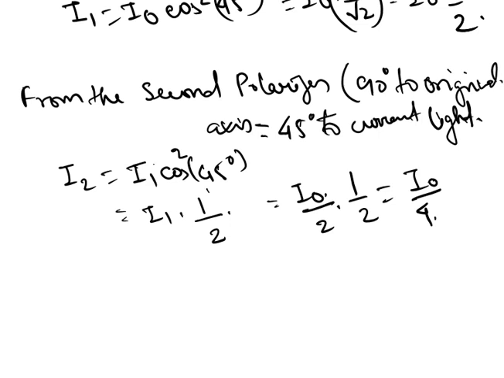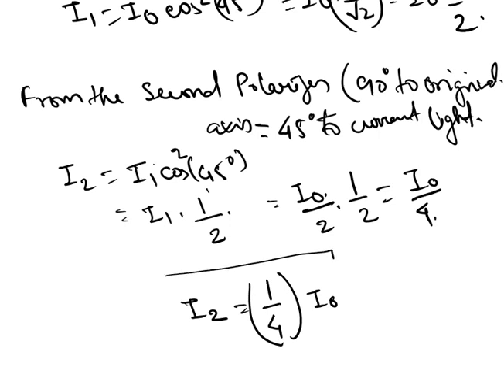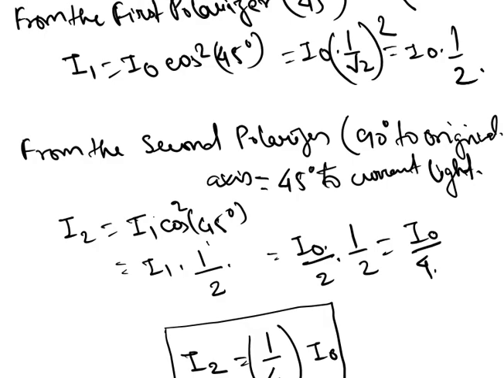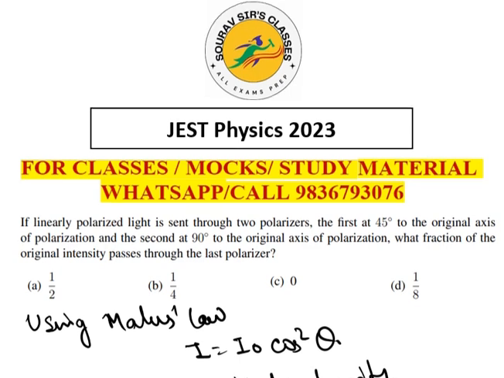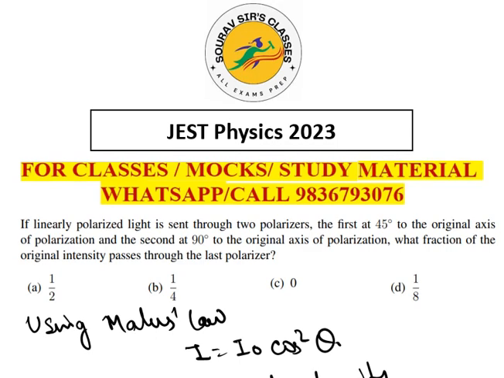So as I2 will be 1 by 4th I0, so 1 by 4th of the original light passes through to the last polarizer. So 1 by 4th will be the correct answer. So option B is our correct answer.